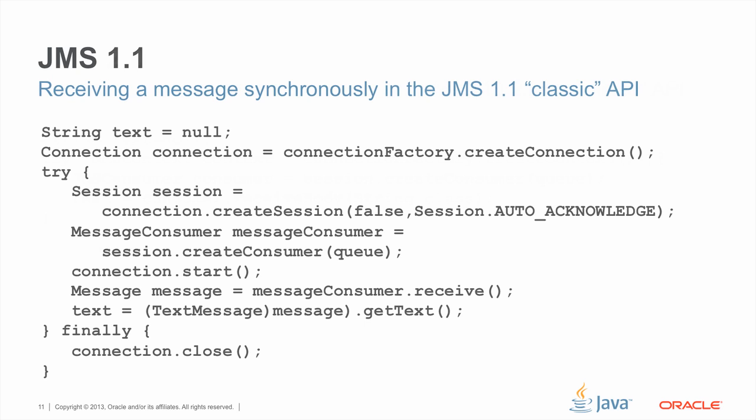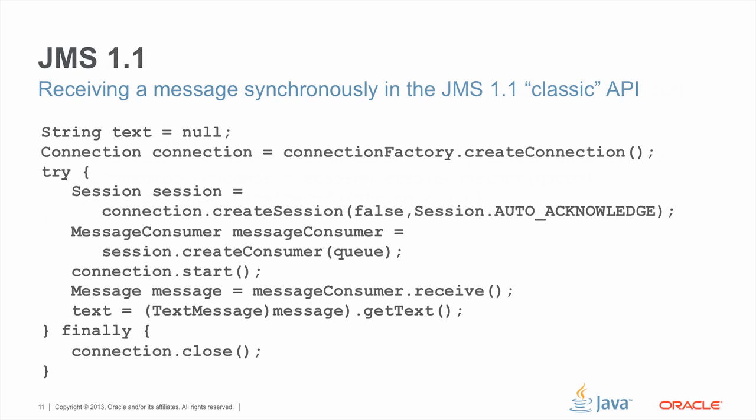So you start with a connection factory and use it to create a connection. Then you use the connection to create a session. And then you use the session to create a message consumer. You then call connection.start, which starts delivery of messages to the connection. You can now call messageConsumer.receive to receive the message.